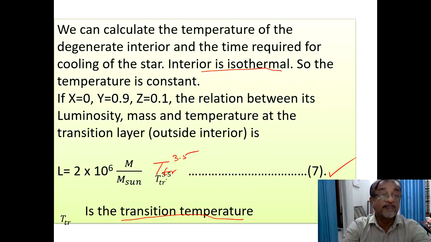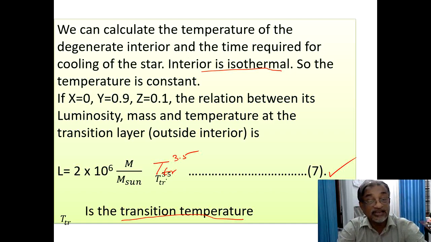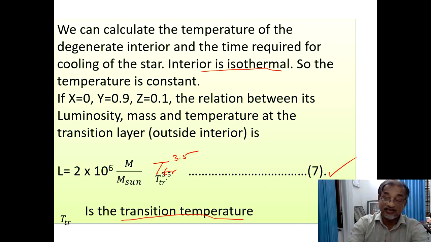And we can calculate the temperature of the degenerate interior and the time required for cooling of the star. The interior of a white dwarf is almost isothermal, so the temperature is constant. If you consider x equal to 0, y equal to 0.9 and z equal to 0.1, the relation between its luminosity, mass and temperature at the transition layer at the outside of the interior becomes L equal to 2 into 10 raised to 6 M by M sun T transition raised to 3.5. And here T_TR is the transition temperature.